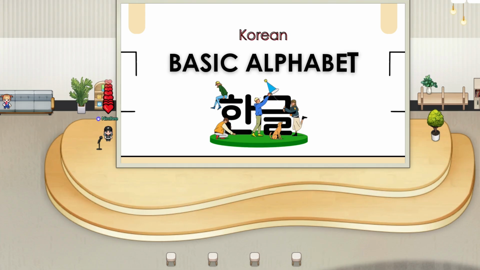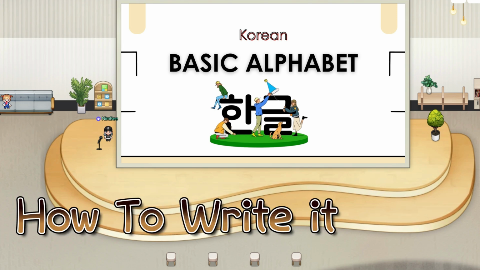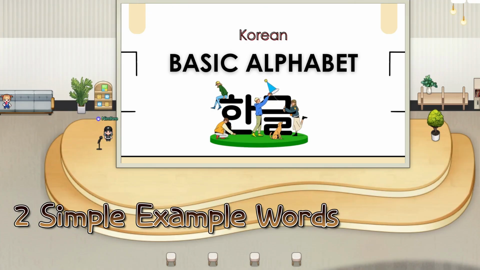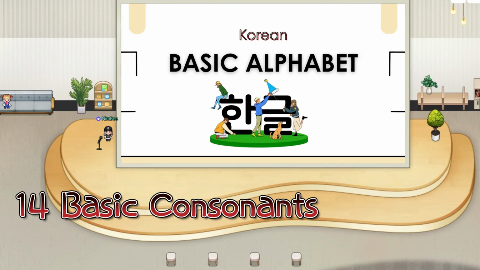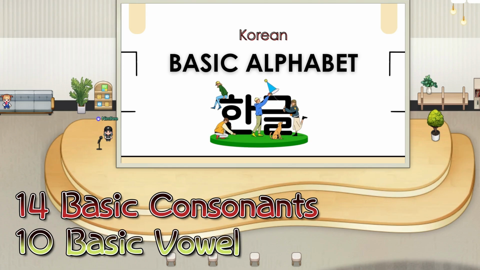Welcome back. Now it's time to actually learn the Korean letters. The Korean alphabet is called Hangul. I prepared some slides for you. You can see them on this monitor. Each letter shows you how it looks, how to write it, and 2 simple example words. Let's take your first step in learning Korean, 1 letter at a time. Ready? Let's jump in. Hangul letters consist of 14 basic consonants and 10 vowels.